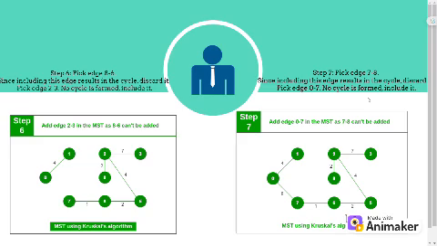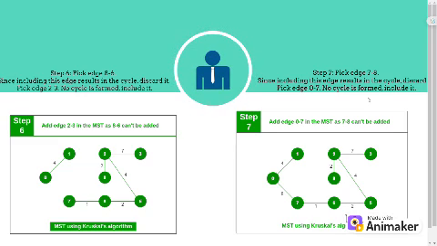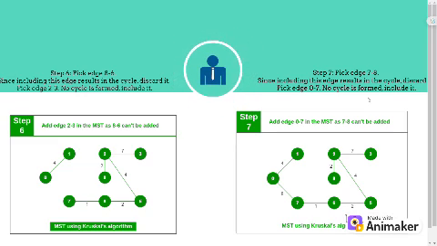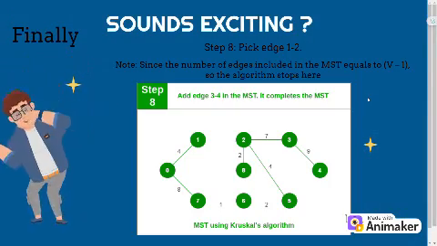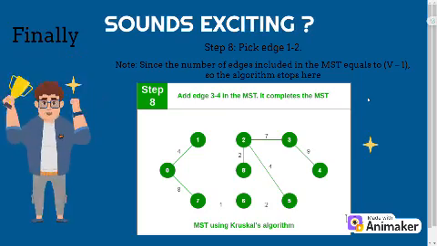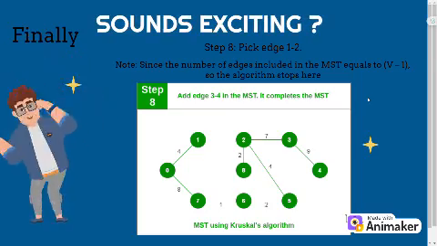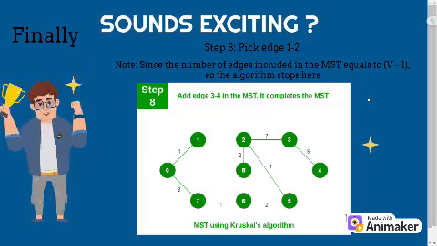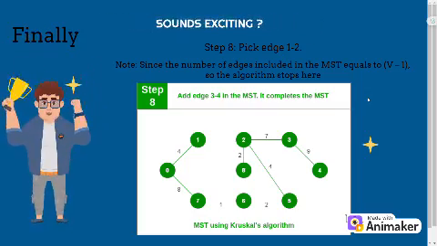Step 7. Pick edge 7 to 8. Since including this edge results in a cycle, discard it. Pick edge 0 to 7. No cycle is formed, include it. Finally, we have reached the last step. Step 8. Pick edge 1 to 2. Note: since the number of edges included in the MST equals V minus 1, the algorithm stops here.